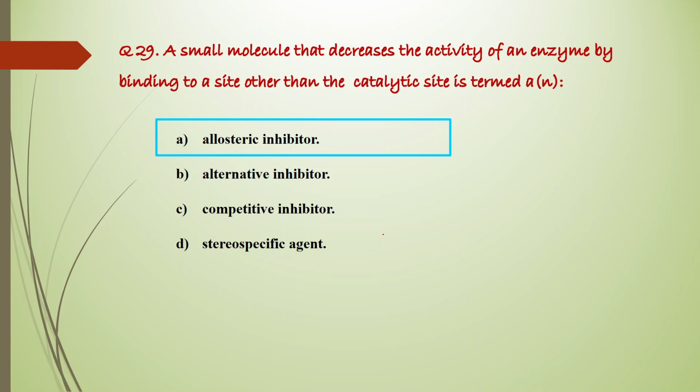Anyway, so any kind of small molecule that decreases the activity of the enzyme but does not bind at the catalytic site. So generally what it does, suppose this was your enzyme, this was your catalytic site. Let me draw another site here.